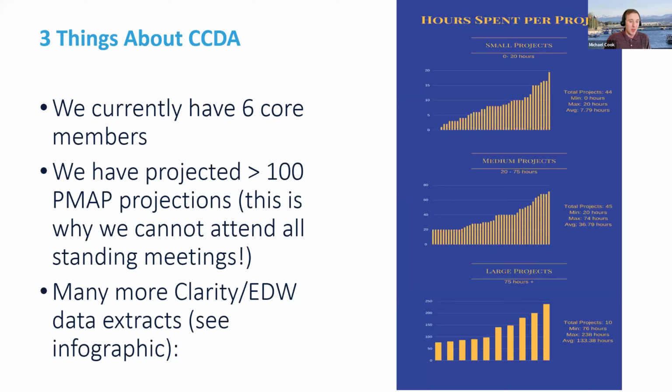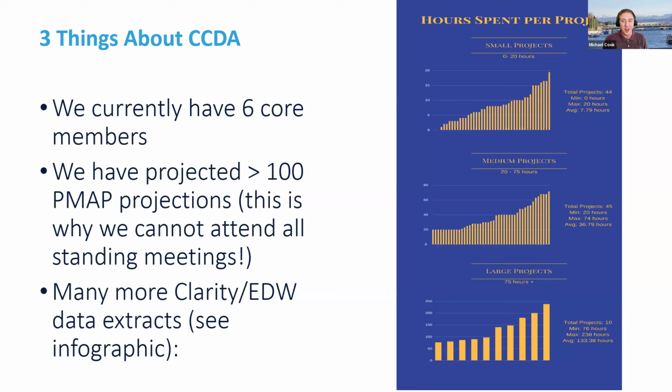The next thing is that we have projected over 100 PMAP projections. And this is why we cannot attend all standing meetings. I know that would be very helpful to everybody, but there would be literally no time for anything else if we went to all 100 standing meetings. And now, granted, this is not 100 PIs because there are many PMAP projections. There are many PIs who show up in many different places.